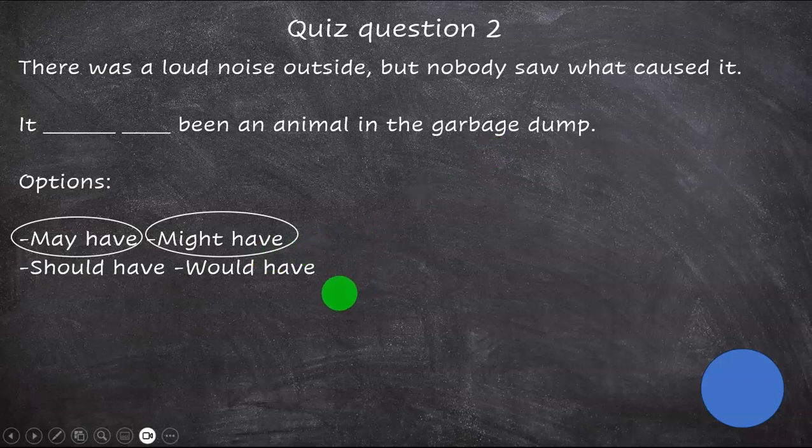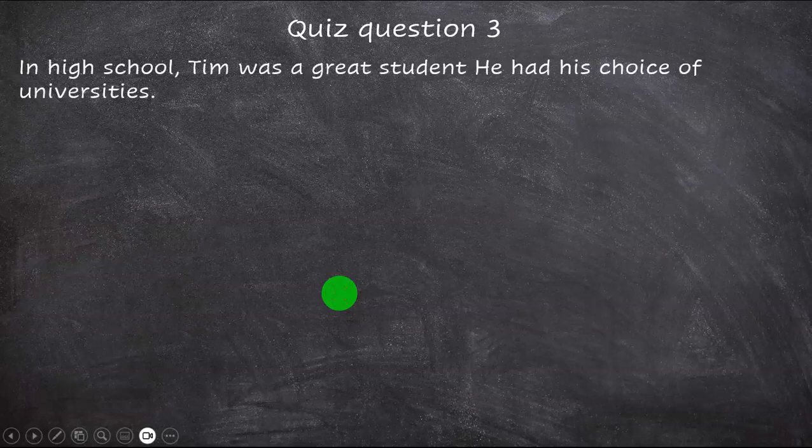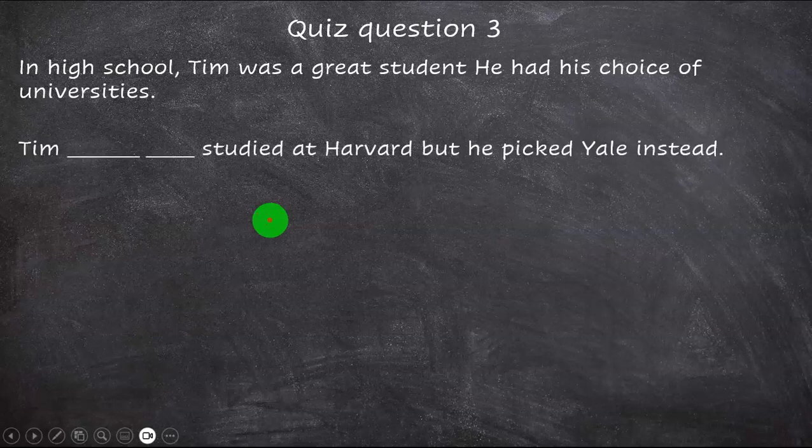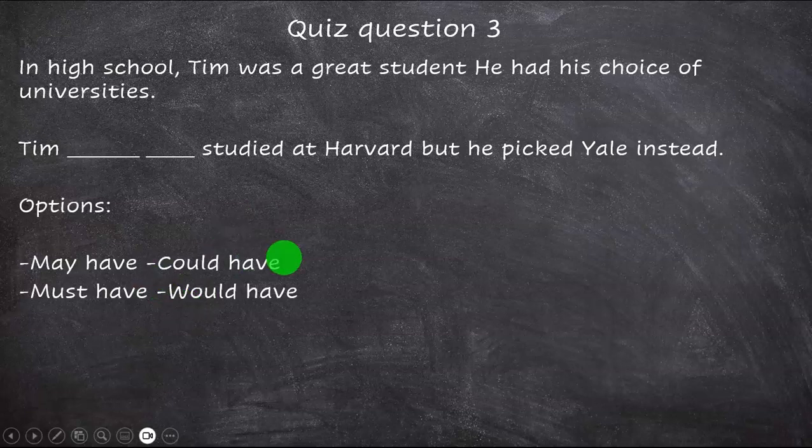Let's move on to quiz question number 3. In high school, Tim was a great student. He had the choice of universities. He had his choice of universities. Tim studied at Harvard, but he picked Yale instead, right? But he picked Yale instead. Your choices are may have, could have, must have, would have. Your time starts.